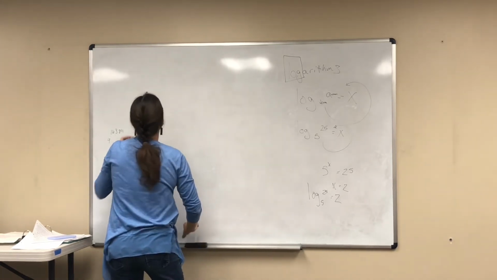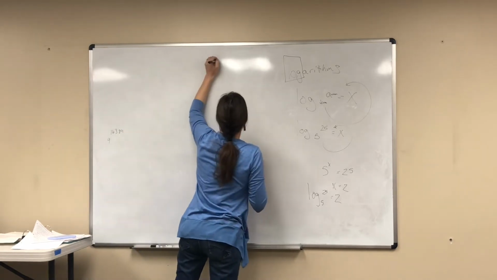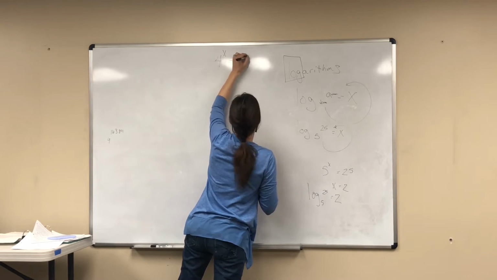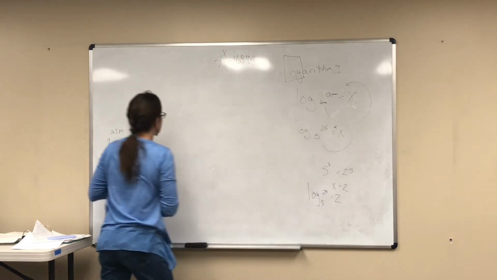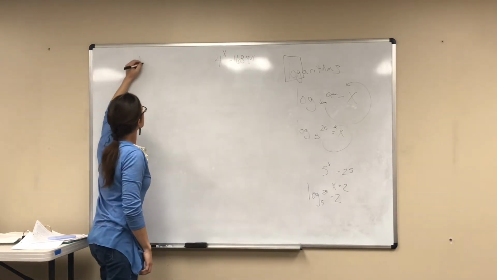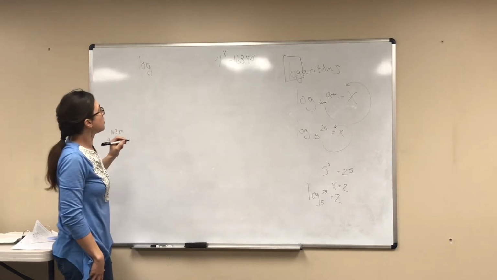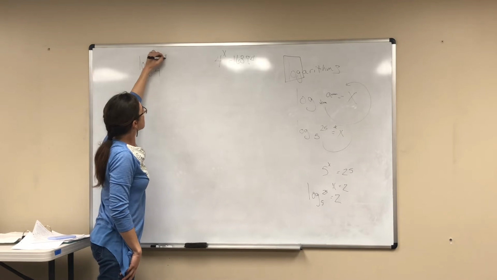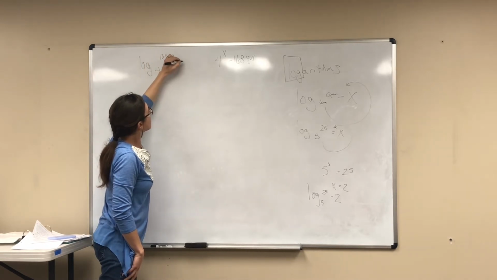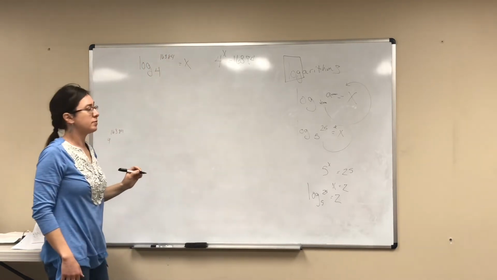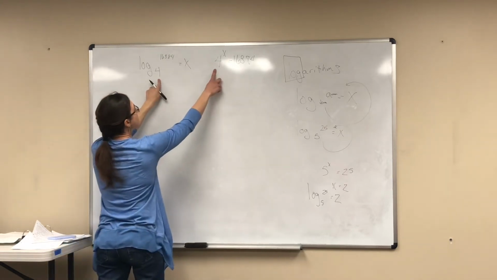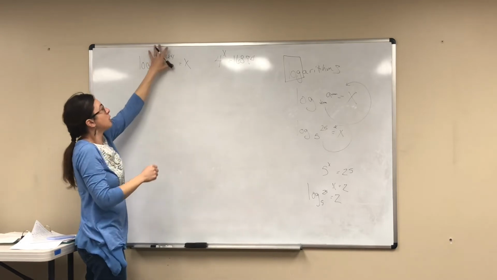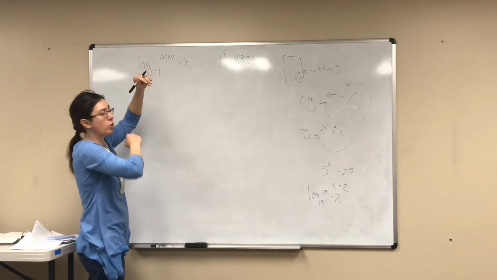If I had 4 to the x equals 16,384, how would I write that as a log? Log 4 of 16,384 equals x. Perfect, right? Our base raised to our answer gives us our exponent. But it's not really raised, it's just the order that it's in.